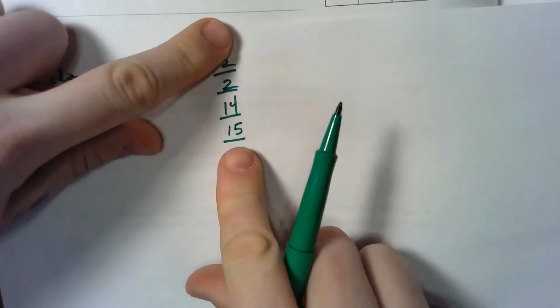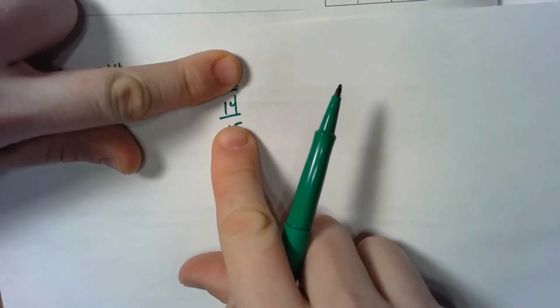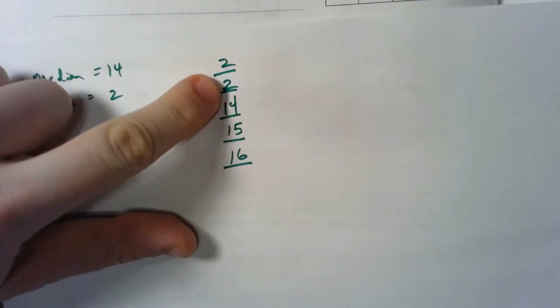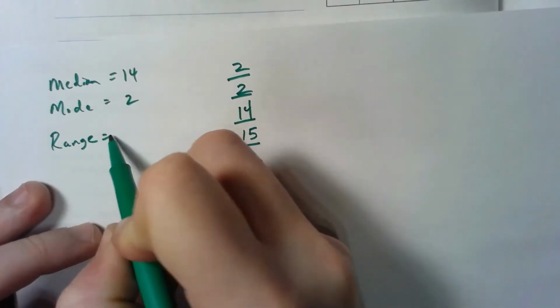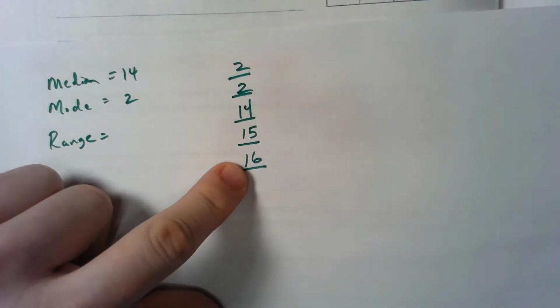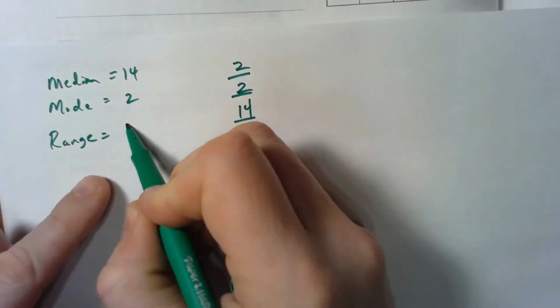So now when I go ahead and try to find the median, cancel out the greatest and least, cancel out the greatest and least. I know that the median is 14. I know the most common piece of data is 2, and I can find my range. The range is how far spread out this data is, and I can find that by figuring out the difference between the maximum and minimum. 16 minus 2 is 14.